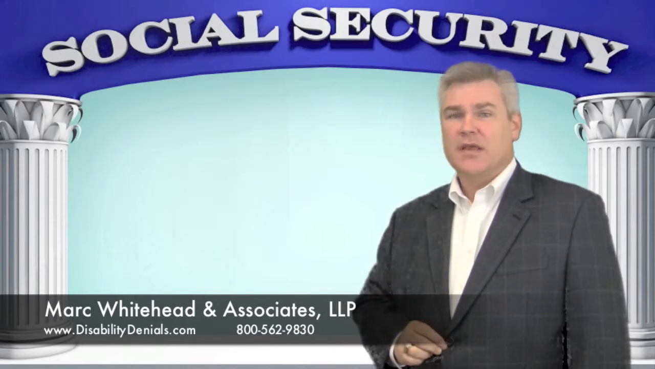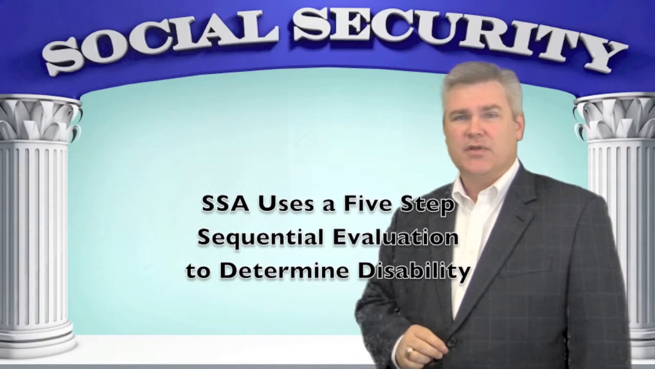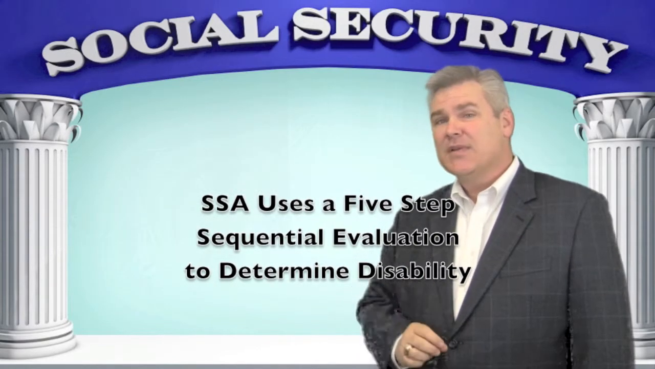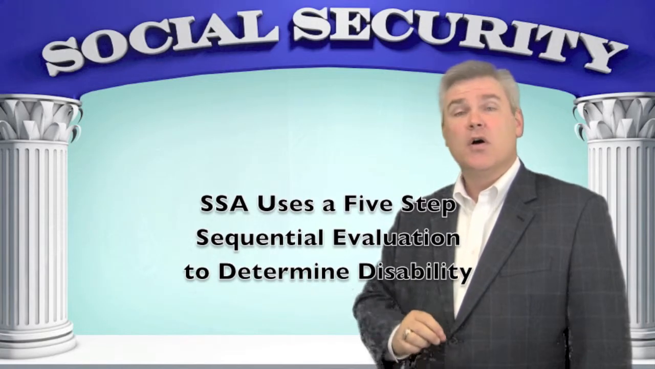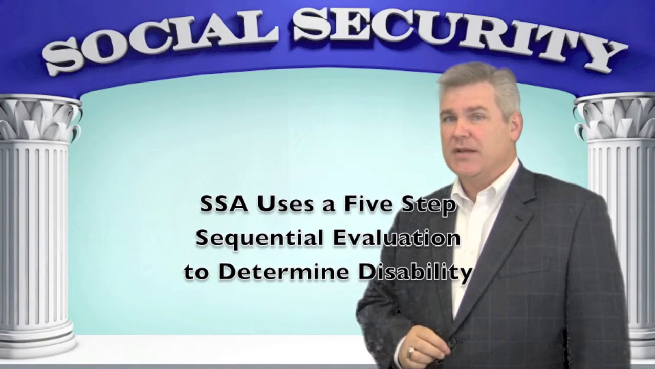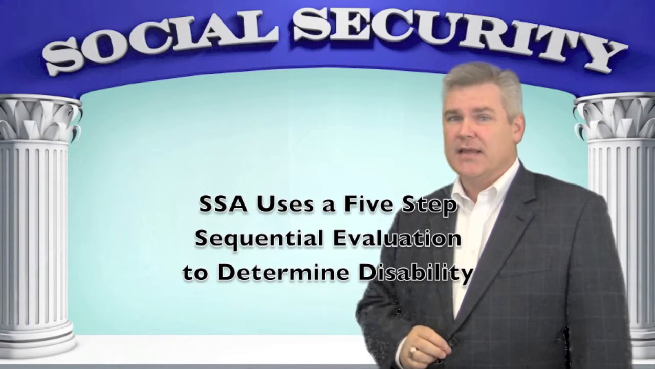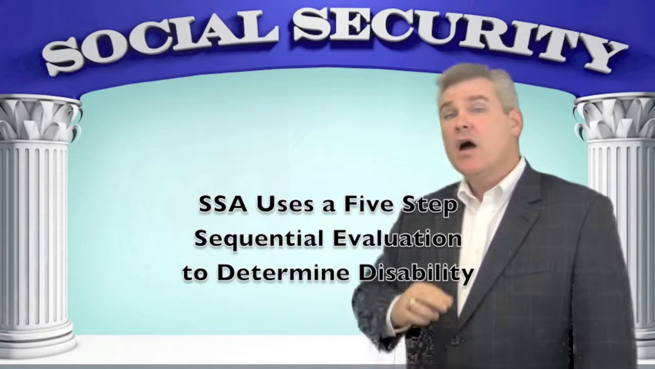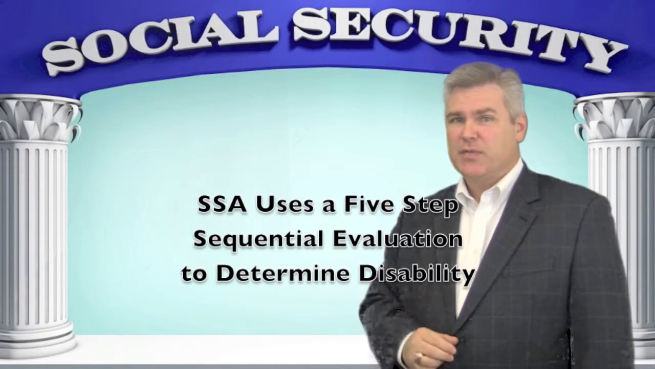The Social Security system uses a 5-step sequential evaluation process to determine disability. Disabled is defined as an inability to engage in work because of a documented physical or mental impairment which can be expected to cause death or which has lasted or can be expected to last at least 12 months. Under the 5-step sequential disability evaluation, the following must be proved by a claimant in order to be found disabled.